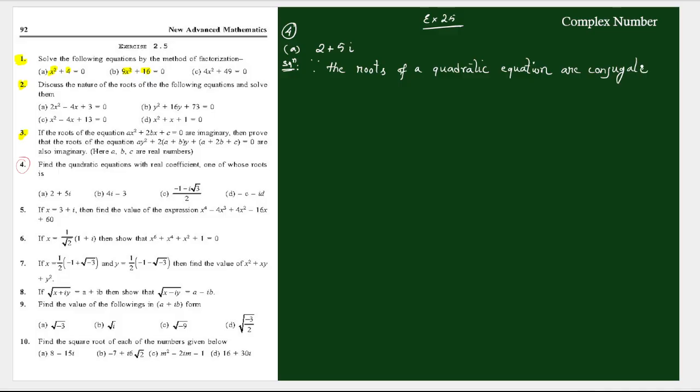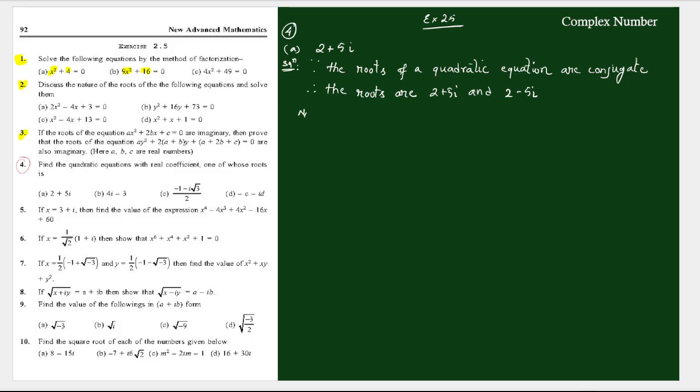Are conjugate. So therefore the roots are 2 plus 5i and 2 minus 5i, ठीक है? उसके बाद क्या करेंगे हम लोग? सम ऑफ द रूट्स निकालेंगे, देन प्रोडक्ट ऑफ द रूट्स.